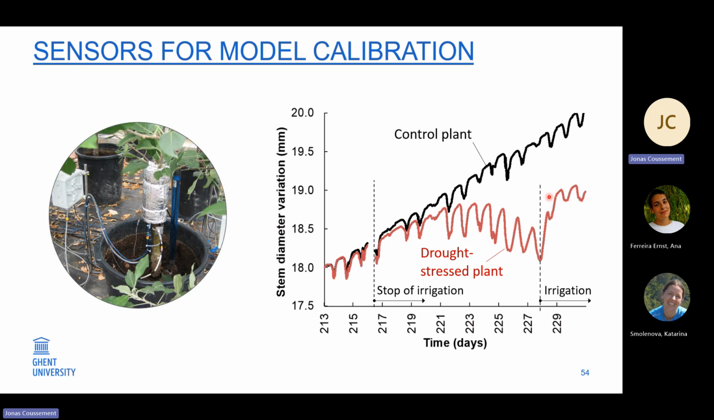I guess the extensibility is how we simulate the sink dynamics with a beta function. Yeah.